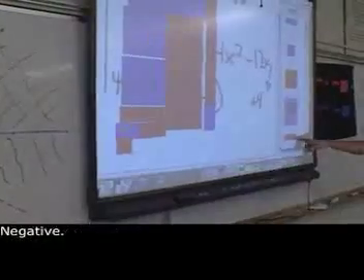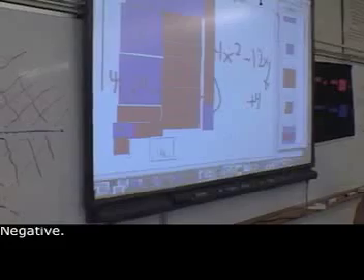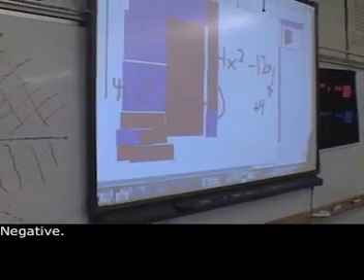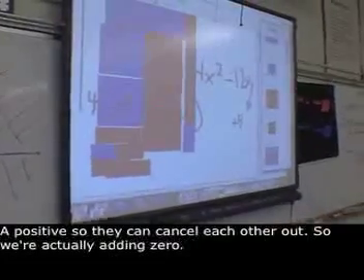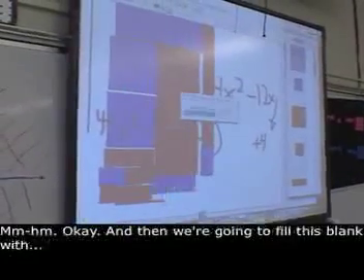Then we're going to add an X. One of these in here. 2? Positive or negative? Negative. And then a positive so we can cancel each other out. A positive so they can cancel each other out. So we actually add in 0.